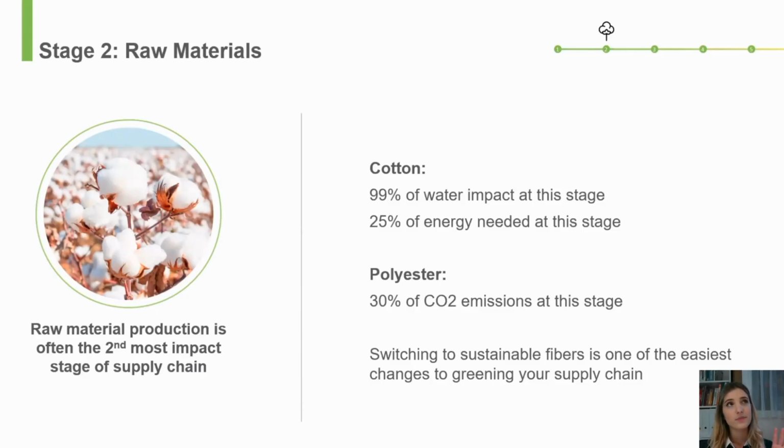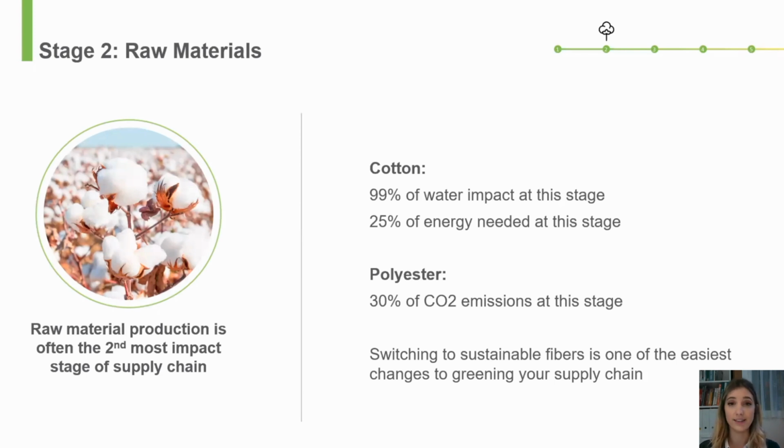So now, let's jump to the first stage of the supply chain, which is the raw materials. Now, depending on the product, depending on the material that you use at this stage, there will be very different impacts along your supply chain, and it all starts at the raw material stage. Conventional materials are very impactful at this stage.